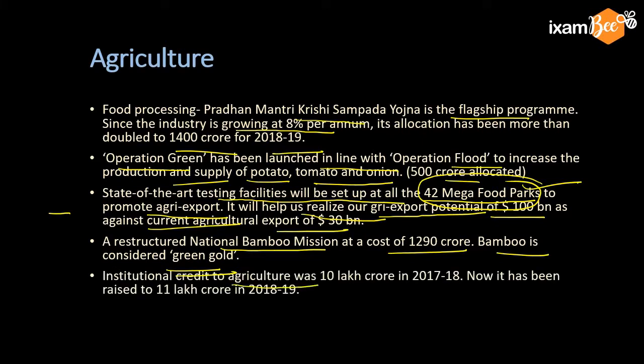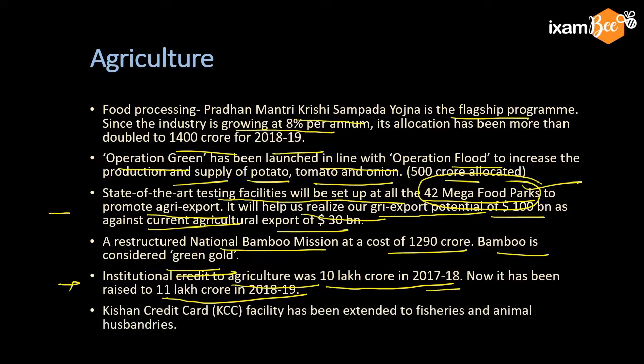Institutional credit to agriculture was 10 lakh crore in year 17-18. Now it has been raised to 11 lakh crore for 18-19. This is important data to be remembered. Kisan Credit Card facility has been extended to fisheries and animal husbandry. So earlier it was given only for crop raising. Now fisheries and animal husbandry are also covered under KCC.